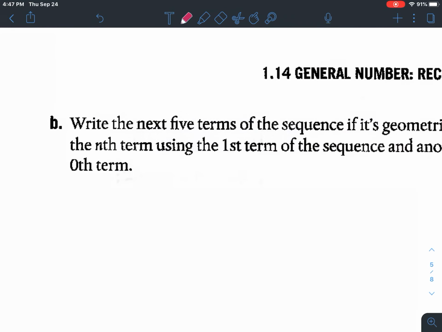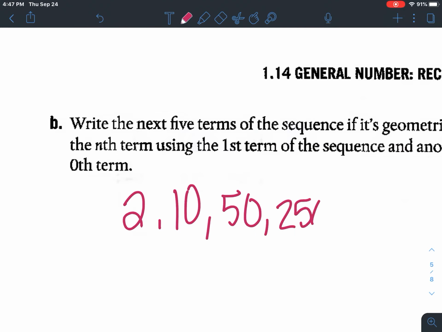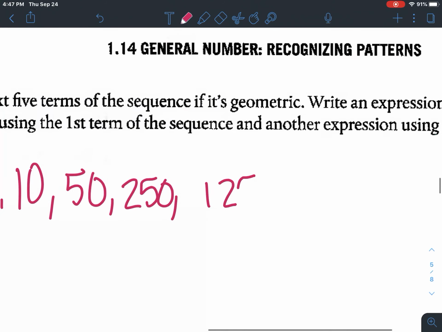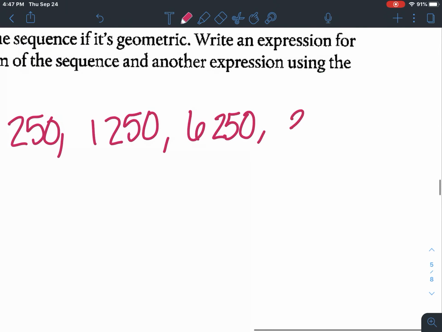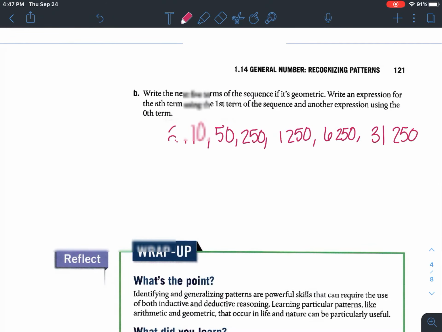Part B, write the first 5 terms of the sequence if it's geometric. Geometric is multiplying. Okay, so 2, 10. How did I get from 2 to 10? By multiplying. I times by 5. So times 5 is 50, times 5 is 250, times 5 is 1,250, times 5 is 6,250, times 5. Yes, I needed my calculator. 31,250.